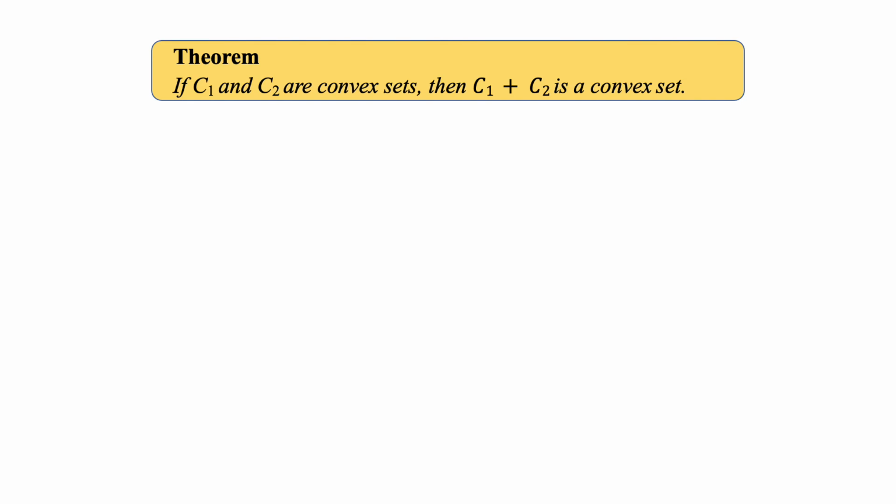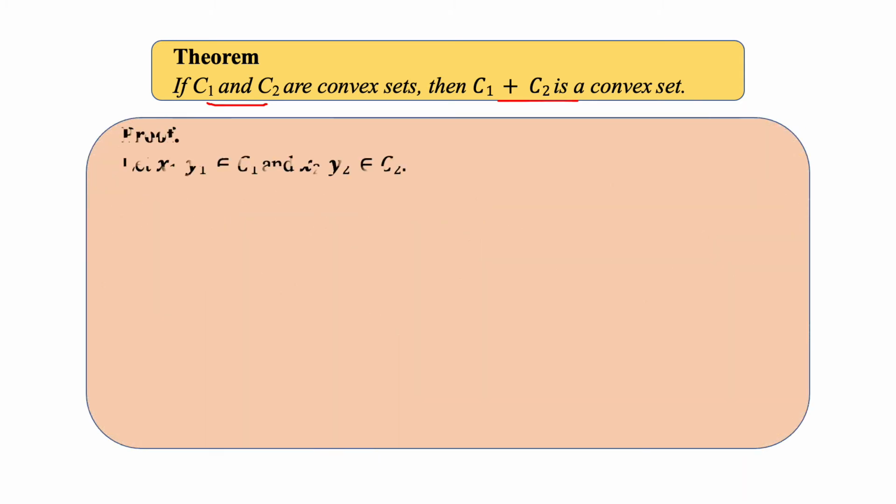Then the second result is about the sum of two sets. Suppose you have C1 and C2 as convex sets, then C1 plus C2 is a convex set. As I said earlier, to show that any set is a convex set, we need to take any 2 points in that set and show that the line segment joining these 2 points lies entirely within the set. So let us consider x1 and y1 belonging to C1, and x2 and y2 belonging to C2. These are the vectors in C1 and C2 respectively.